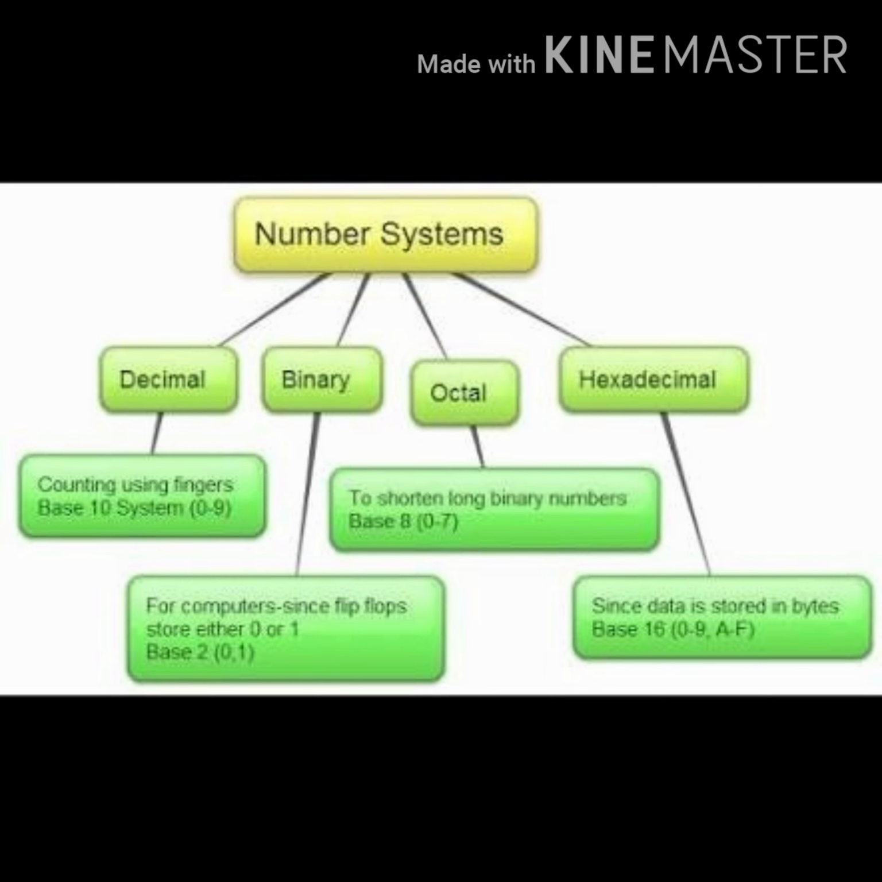So let's start with number system. Number system is basically categorized into four different parts: decimal, binary, octal and hexadecimal. In decimal, counting as fingers, base 10; binary, base 2 with digits 0 and 1; octal base 8; and hexadecimal base 16.